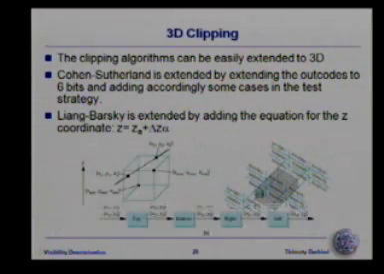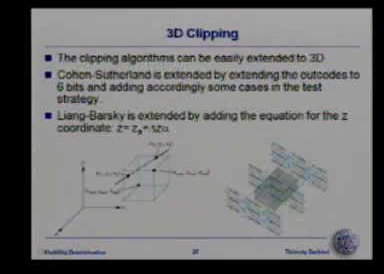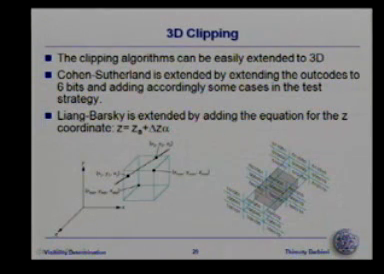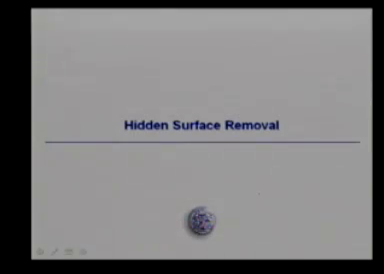Just if you could do me a favor, do it by yourself. This is the 3D extension of Cohen-Sutherland. Okay? As you can see, it's very easy once you understand the bidimensional method. So next time we will start from hidden surface removal.